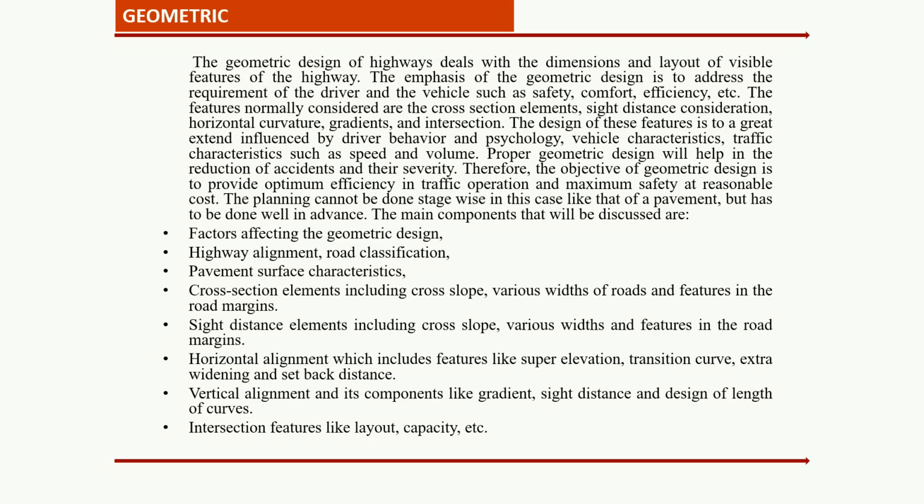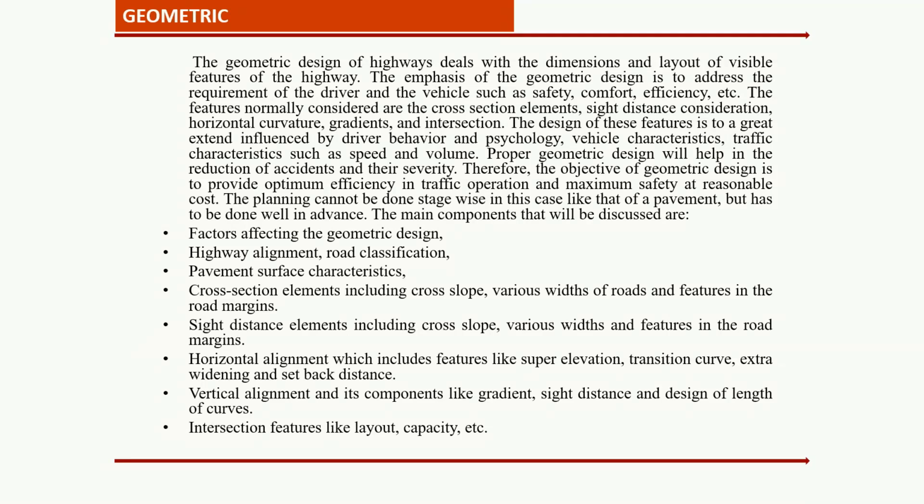And one thing is very important, that reducing of the accident is also influenced by the driver behavior and its psychology. Now we are going to discuss what are the various factors affecting the geometric design. So you can say that highway alignment. If highway alignment is straight, in that case there is a minimum chance of accident. So highway alignment and road classification is an important part of geometric design.